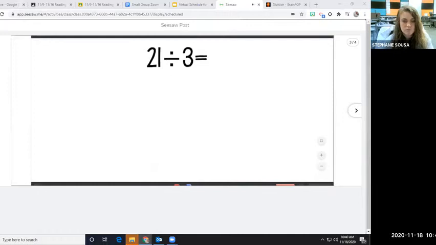Okay, let's see that in reverse now. We start with 21 objects. We're going to divide those into 3 groups based on the division sentence we have. 21 divided by 3 equals what? So we're going to try to figure out how many will go in each of the groups.